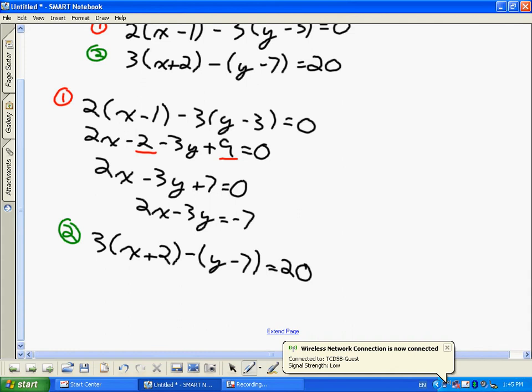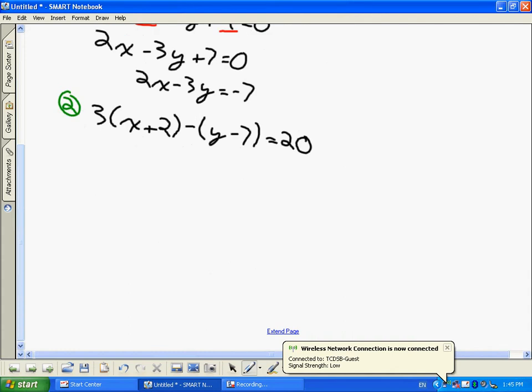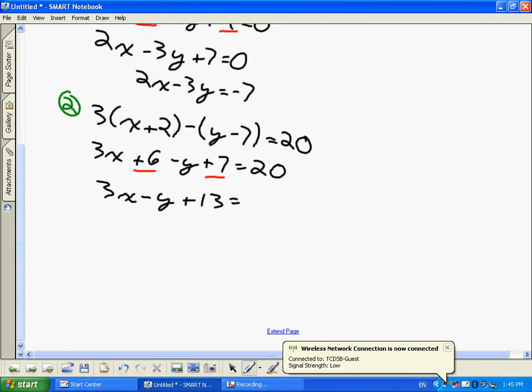Same idea. We have to distribute and simplify. So, 3x plus 1. No, 3x minus 1. Collect like terms again. 6 and 7. 3x minus y plus 13 equals 20. 3x minus y. We bring 13 to the other side. It becomes negative. 20 subtract 13 is 7.